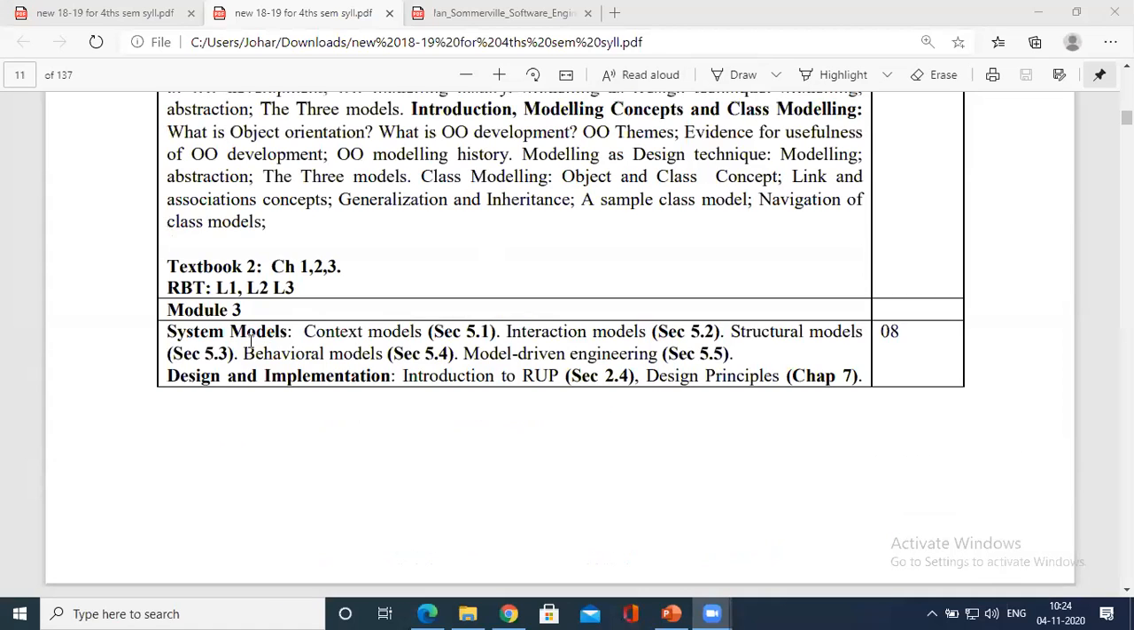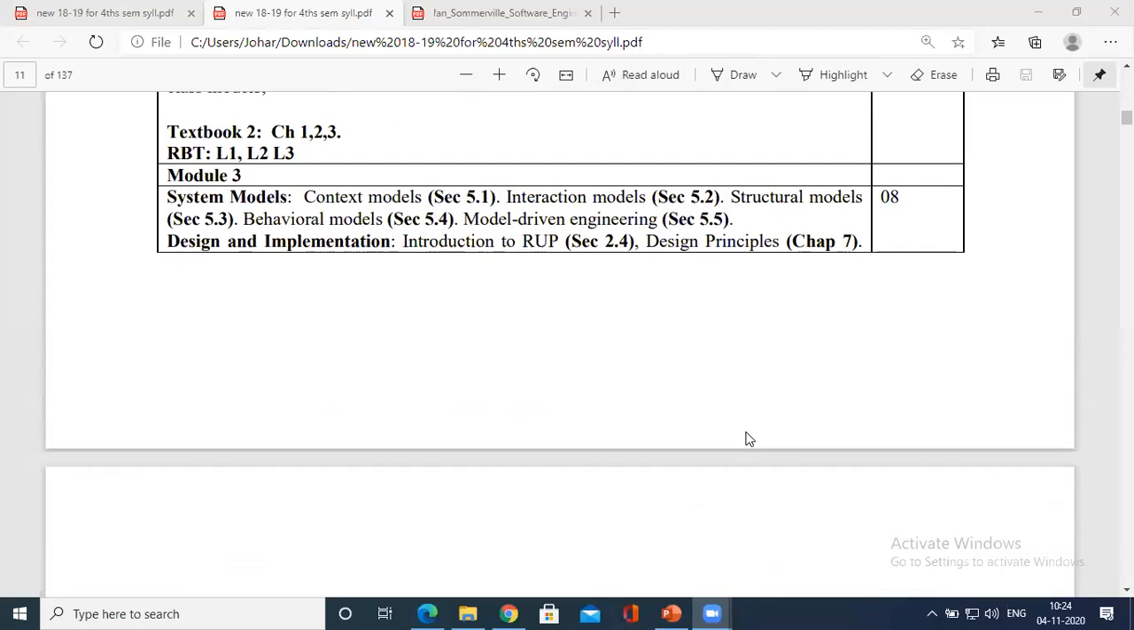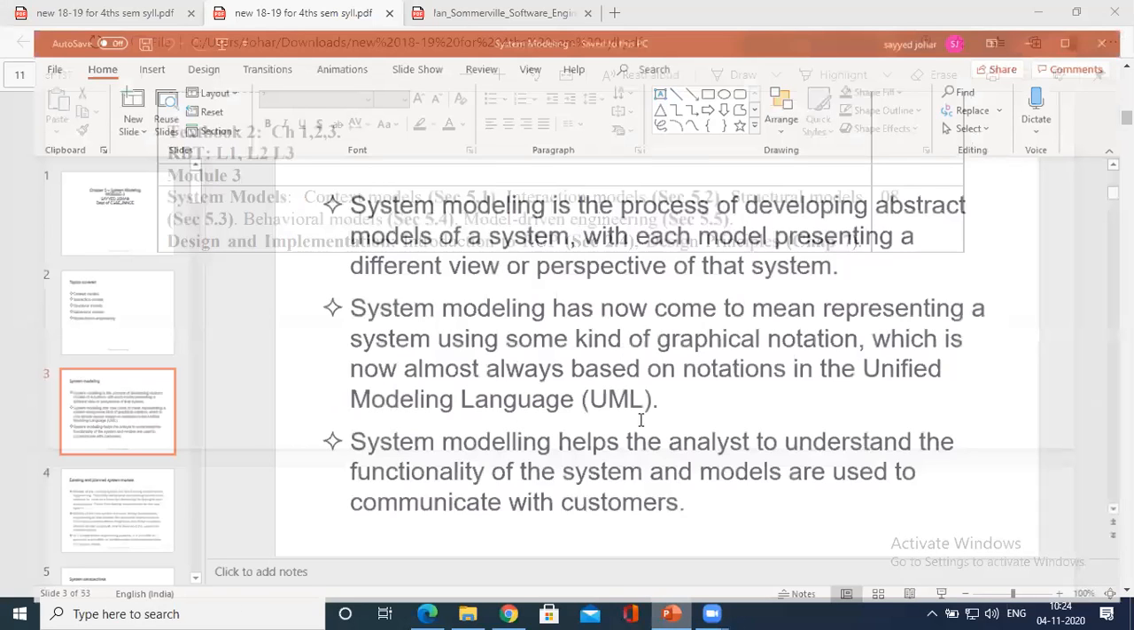As I said, there are 2 chapters. One is system model, chapter number 5. Another is chapter number 7. So we'll go with chapter number 5, that is system model.